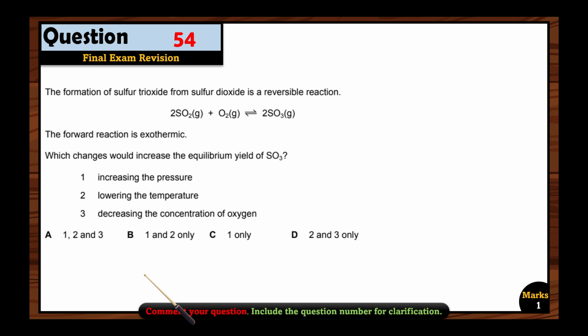Question 54. The formation of sulfur trioxide, again the same. The forward reaction is exothermic. Which changes would increase the yield of SO3? Increasing the pressure, yes. Lowering the temperature, of course, yes. Decreasing the concentration of oxygen, that's no, because if you decrease it, it will move towards the left side. So 1 and 2 are the only right options. So that is option B.